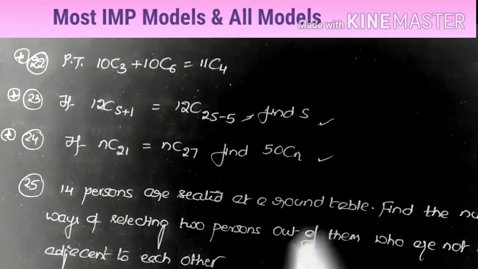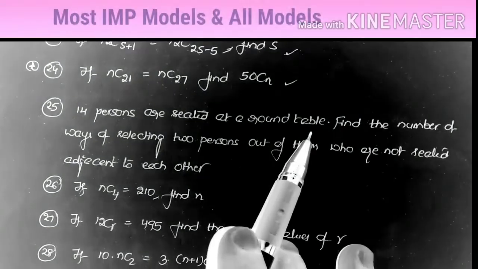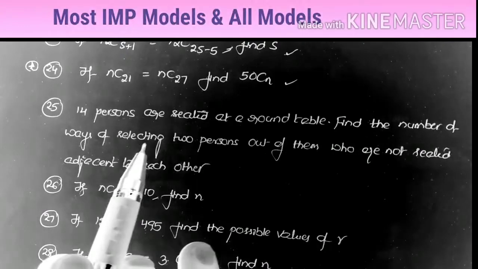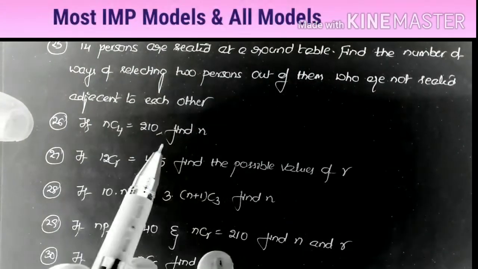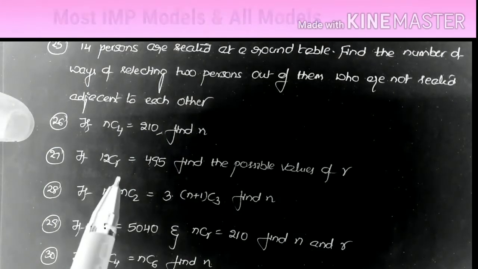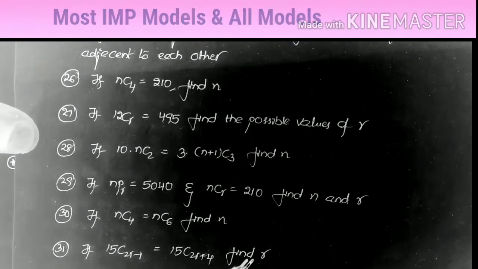Find S value, find 50Cn. And the next one, 14 persons are seated at a round table. Now find the number of ways of selecting 2 persons. And the next one, NC4 is equal to 210, then what is n value? And next one, what are the R values? And the next one, what is n value?